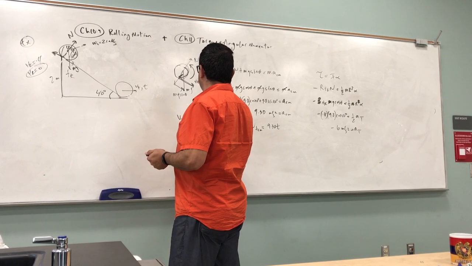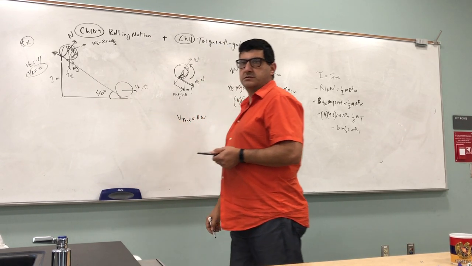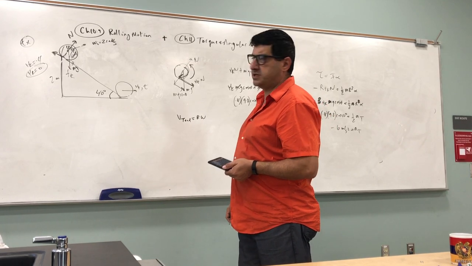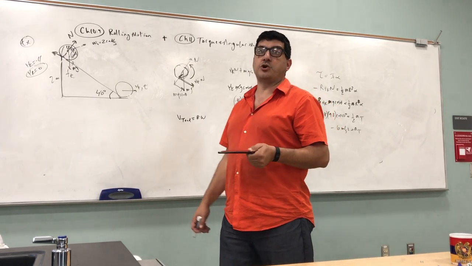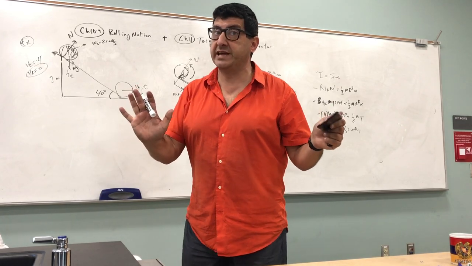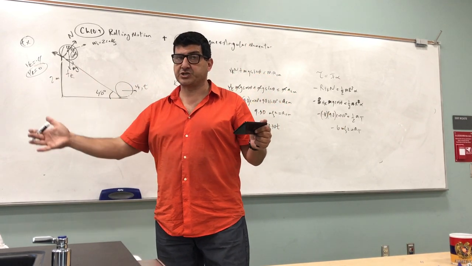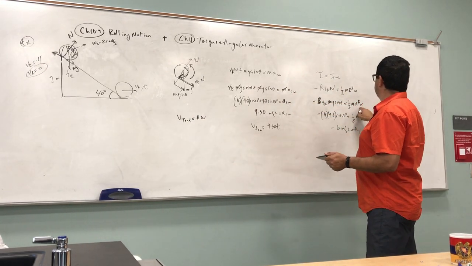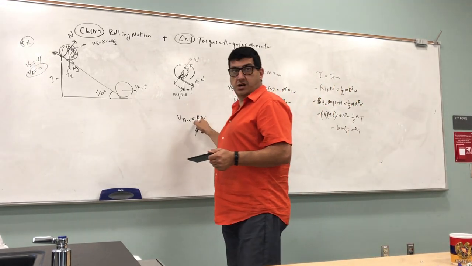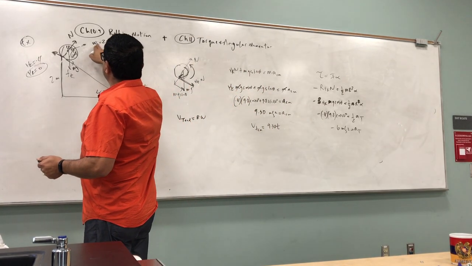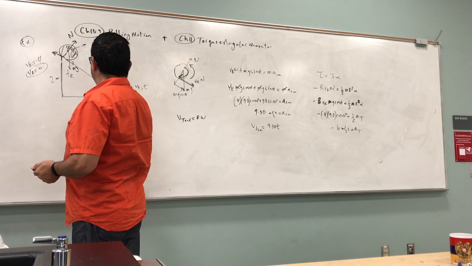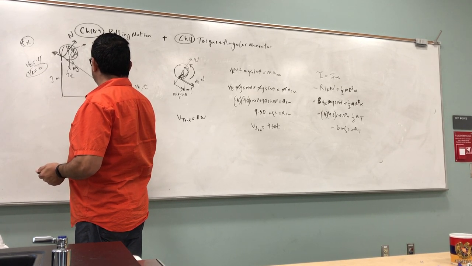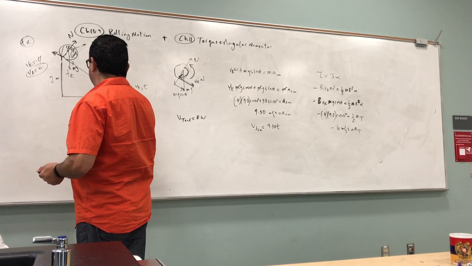Then I would have to know the radius of the ball, right? So the problem didn't give us that, or did it? In the previous one, we never needed the radius till now. It's always canceled, and it's become part of the A, right? But now I do need the R, because the problem only gave me the initial omega. So the radius was what? Two meters.